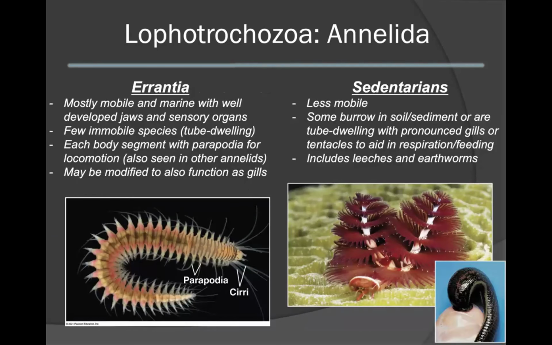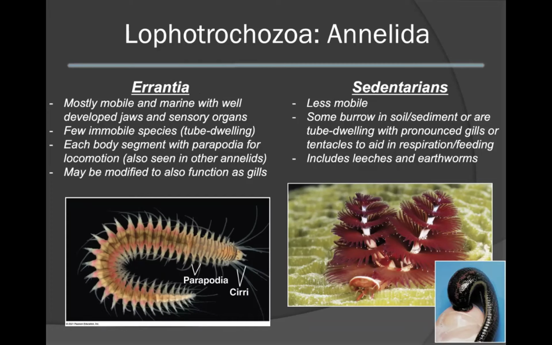The Errantia are considered to be mostly mobile and marine. They have well-developed jaws and sensory organs, as you can see in the diagram below. However, a few of the species are immobile and tube-dwelling. Note that each body segment has a pair of parapodia, or fake feet, that are used for locomotion. Parapodia are also seen in other annelids. These parapodia may also be modified to function as gills if the organism is living in an aquatic environment.